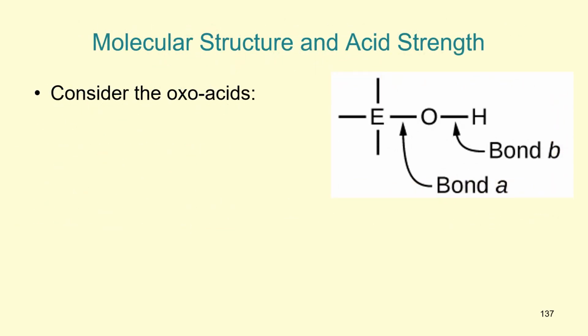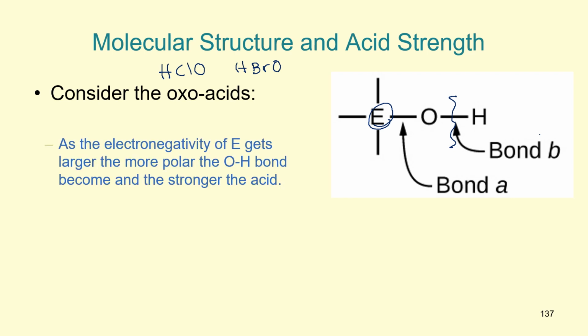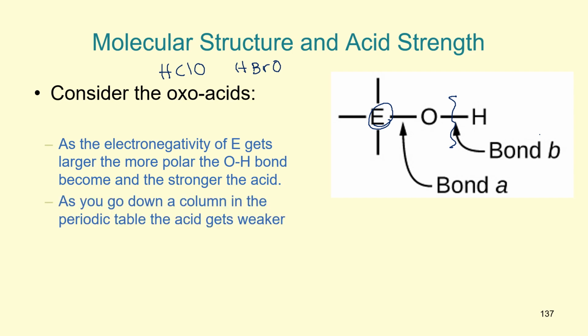So if we talk specifically about oxoacids, those would be things like HClO or HBrO, so they have an O and an H. We tend to write the H first because it's giving it up. So this is the bond that's breaking. When E has high electronegativity, bond A is strong and bond B breaks. Even more importantly, as the electronegativity of E gets larger, that makes bond B even more polar and so a stronger acid. So as you go down a column with an oxoacid, the acid gets weaker.